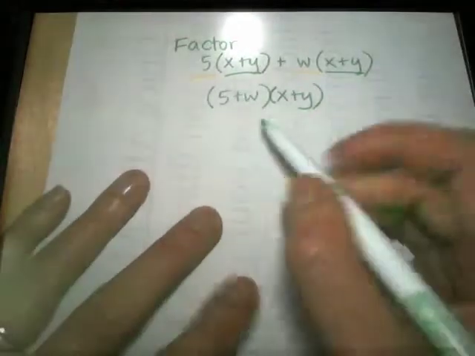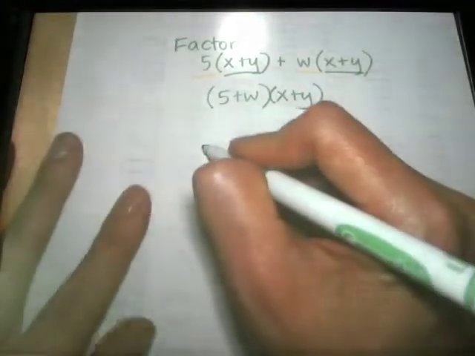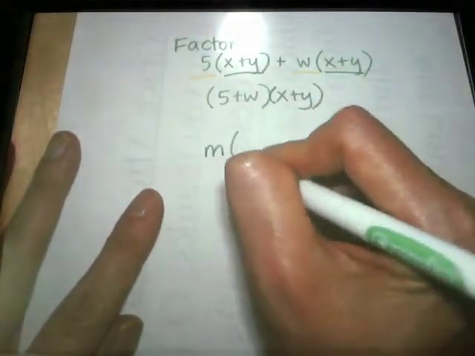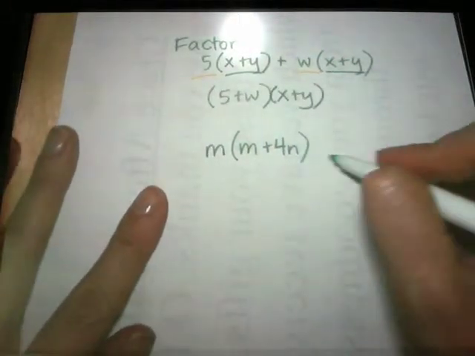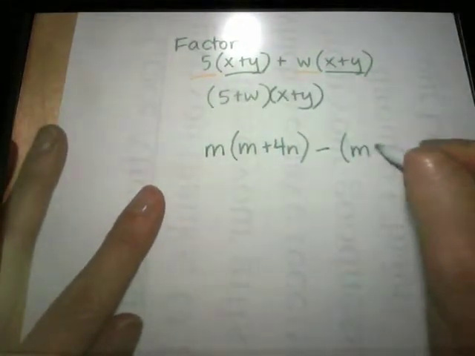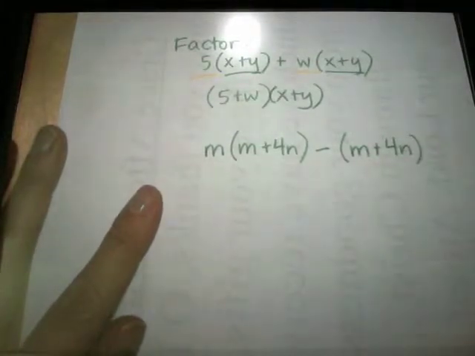I'm going to do one or two more that are like this. Let's do one more. m times m plus 4n minus m plus 4n.